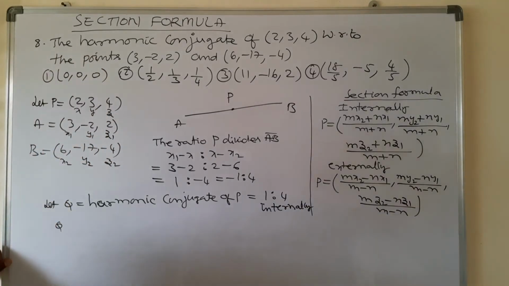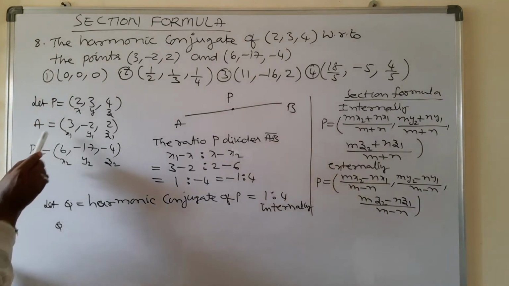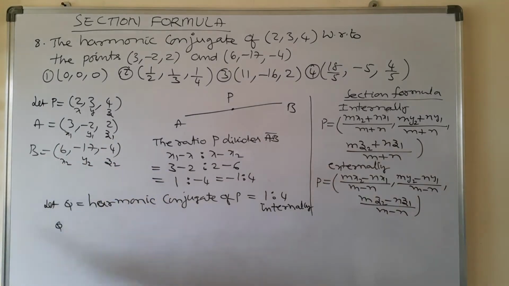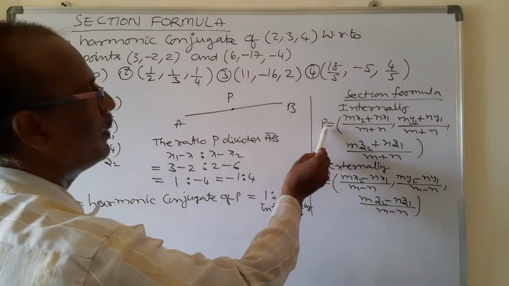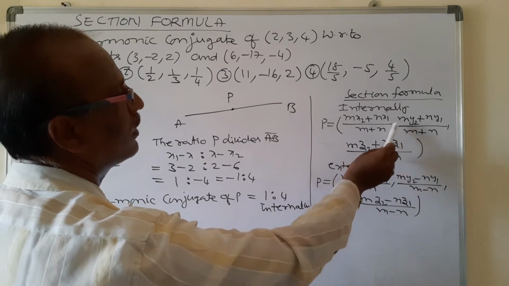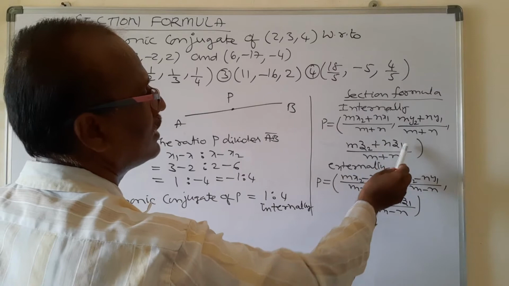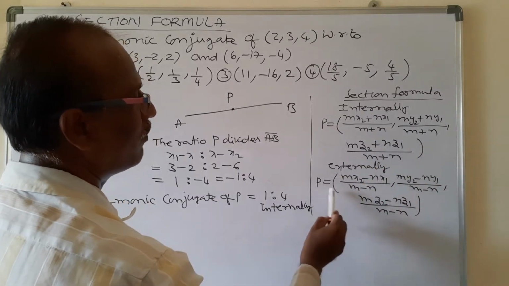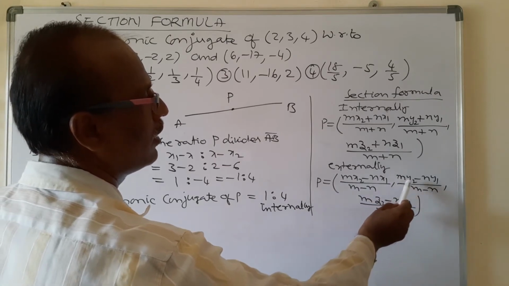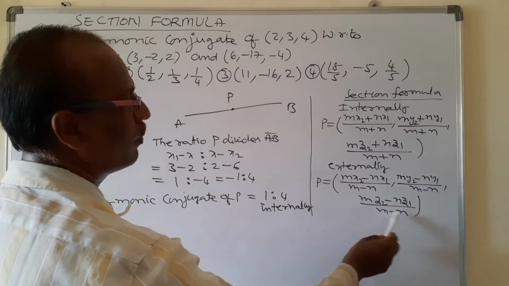Here is the section formula. Consider the line segment with endpoints (x1, y1, z1) and (x2, y2, z2). If P divides AB internally, the formula is P = ((mx2 + nx1)/(m + n), (my2 + ny1)/(m + n), (mz2 + nz1)/(m + n)). Externally, the formula is P = ((mx2 - nx1)/(m - n), (my2 - ny1)/(m - n), (mz2 - nz1)/(m - n)).